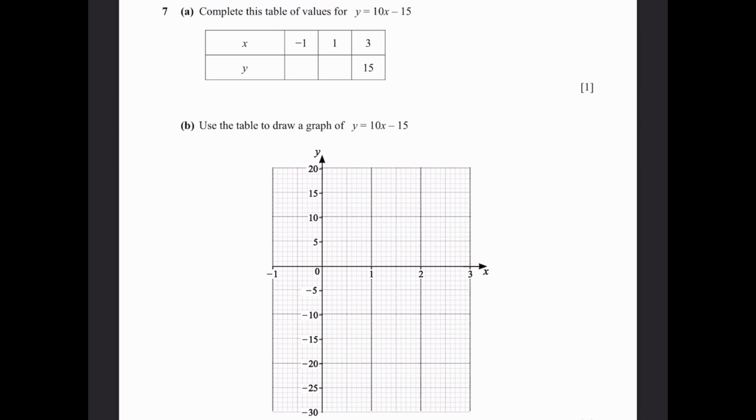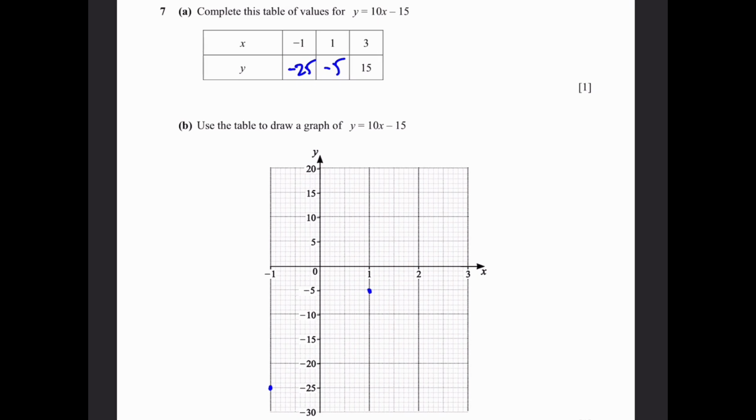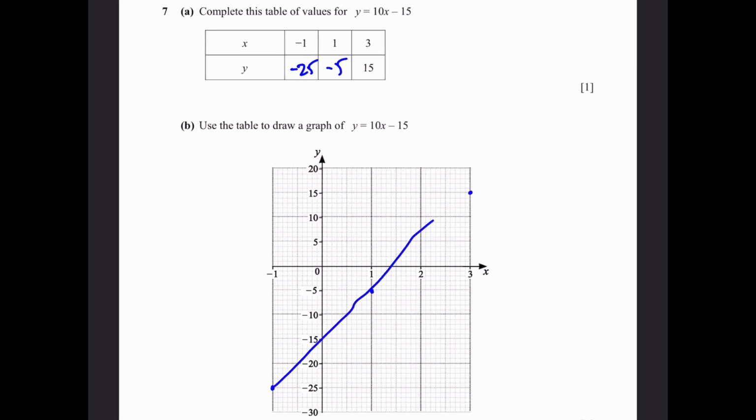So y equals 10x minus 15. So x equals minus 1. Then it's negative 10 minus 15, negative 25. X equals 1, it'll be negative 5, and 3, 15. So now we just need to mark this on the graph for part B. And now we can do this. And we get it right here. And that's the answer.